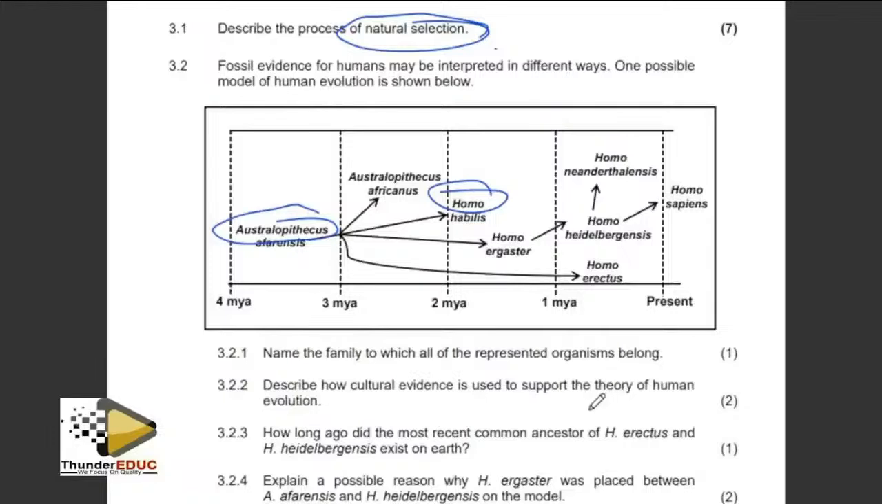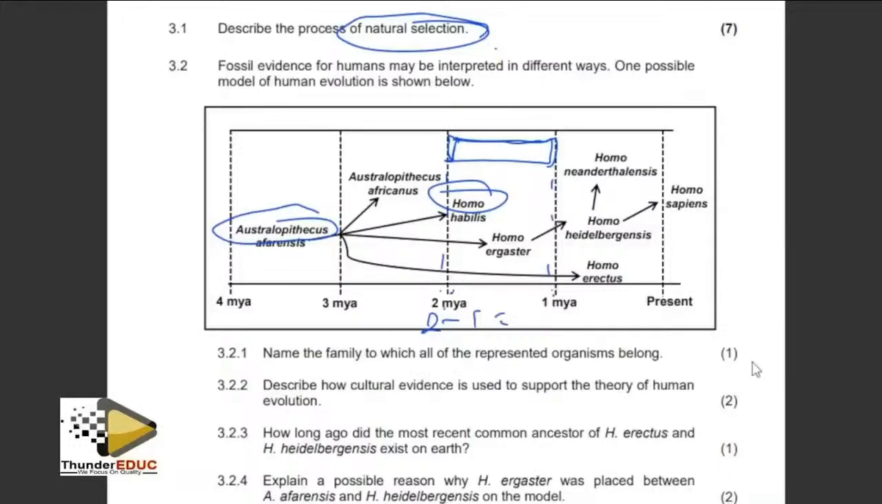How long ago did the most recent common ancestor of this and this exist on Earth? Now, when they say how long ago, for example, did the Homo ergaster exist? You come here. For example, if this is Homo ergaster, I come and draw where it appeared and where it got extinct. So I will say 2 minus 1.